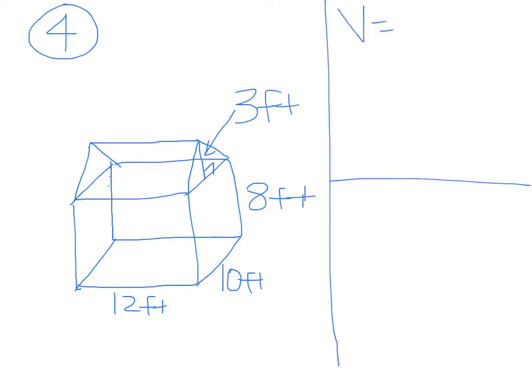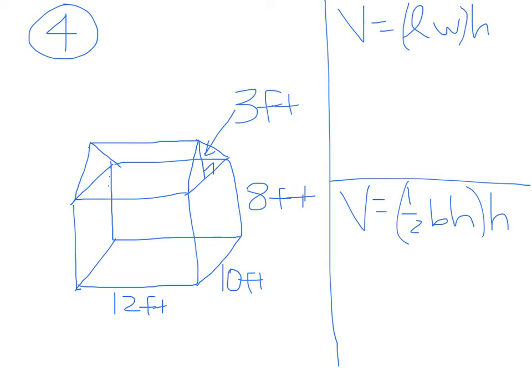First is LWH, and that's for the rectangular prism, and then the other one would be 1/2 BH. So I hope you notice, those are both just using what we already did in the previous couple examples. So let's do the length times width times height. That would be the 12, 10, and 8. So 12 times 10 times 8, just length times width times height. We end up with, looks like it would be 960. That would be feet cubed.